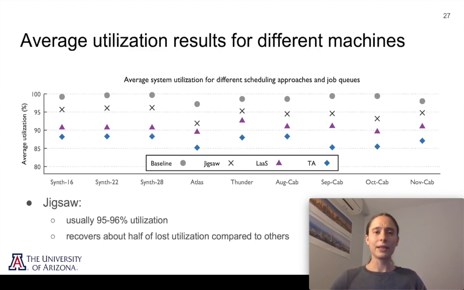So we see here that Jigsaw achieves utilization at about 95 to 96% for most job traces, which is high enough to allow it to be used on a real system. And it also recovers about half of the lost utilization compared to the state-of-the-art techniques existing today.